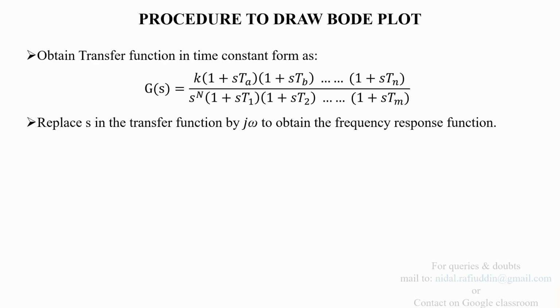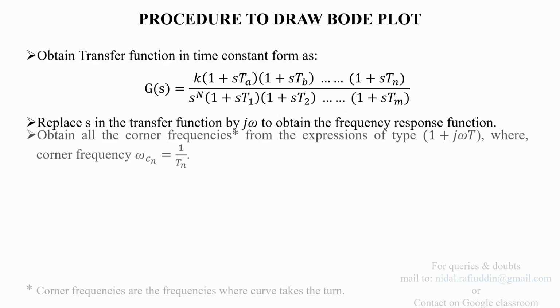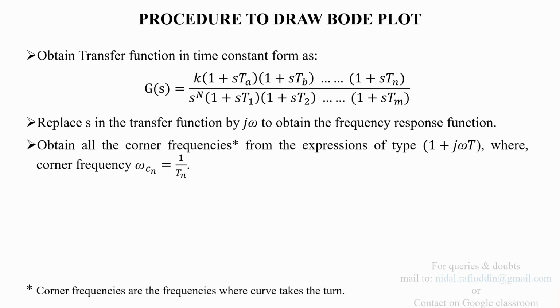Now the second step says to replace s in the transfer function by j omega to obtain the frequency response function. This is the same rule that we had been discussing in unit 4. Whenever we perform frequency domain analysis of any system, rule 1 says to convert the transfer function such that all the s of that function are replaced by j omega. So we obtain the frequency response function.